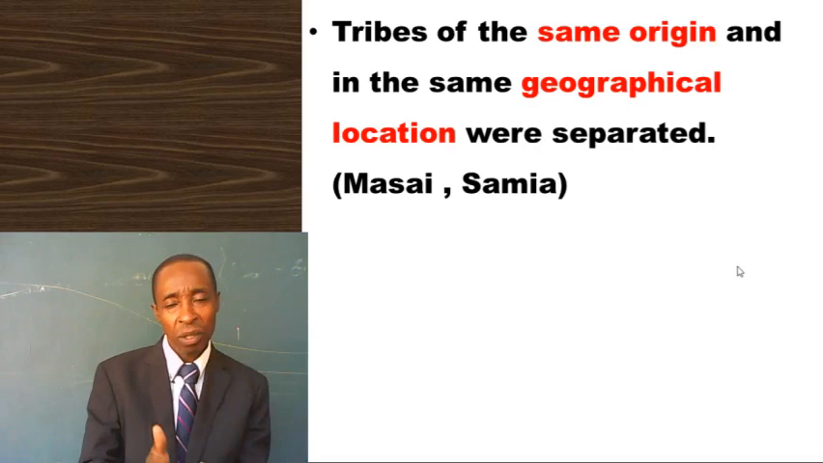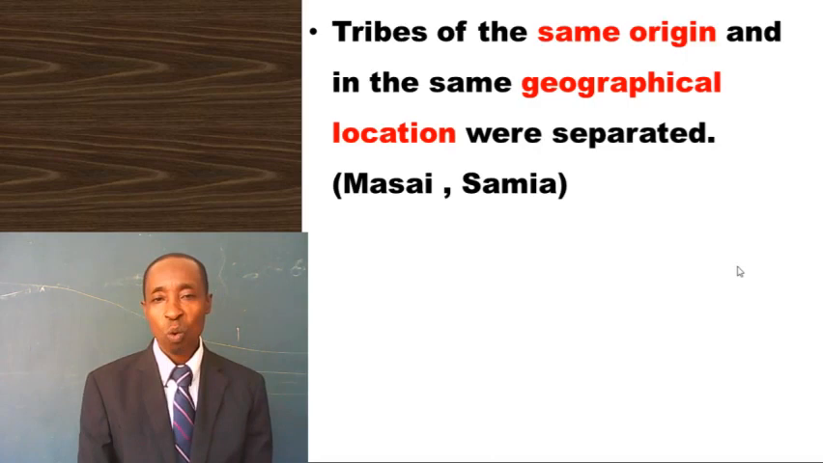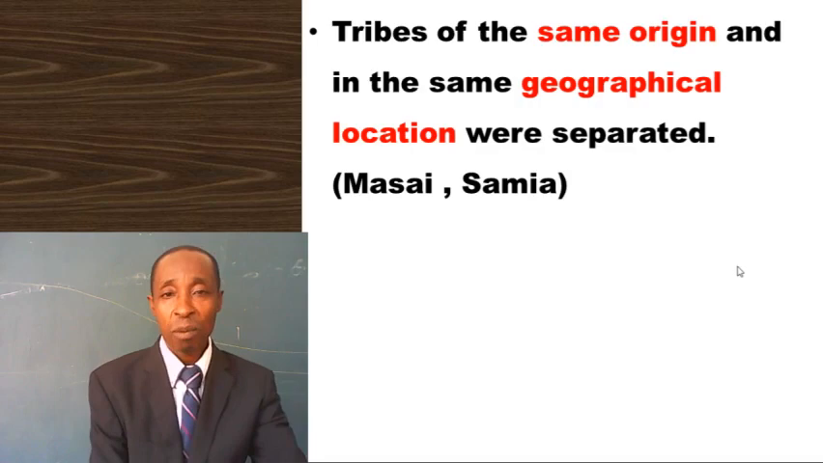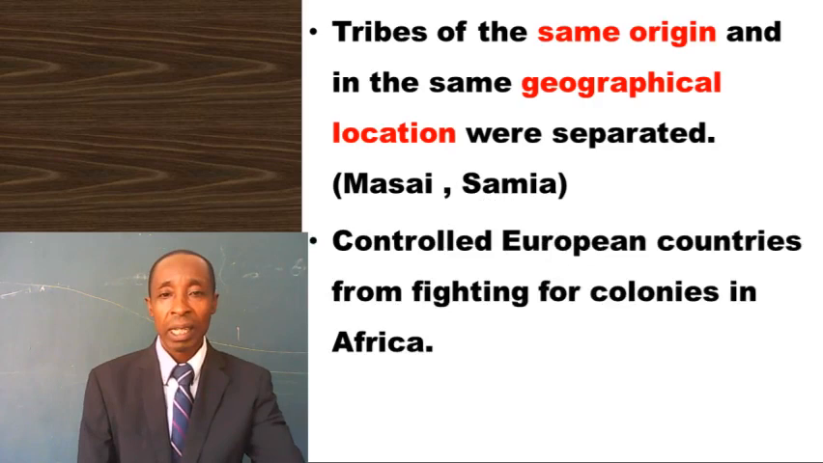So it was brought by these whites here. Look at the Maasai. We have the Maasai of Tanzania and the Maasai of Kenya. All these were brought by the same people. So children, those are some of the effects, some of the outcomes of that aspect. Controlled European countries from fighting for colonies in Africa.